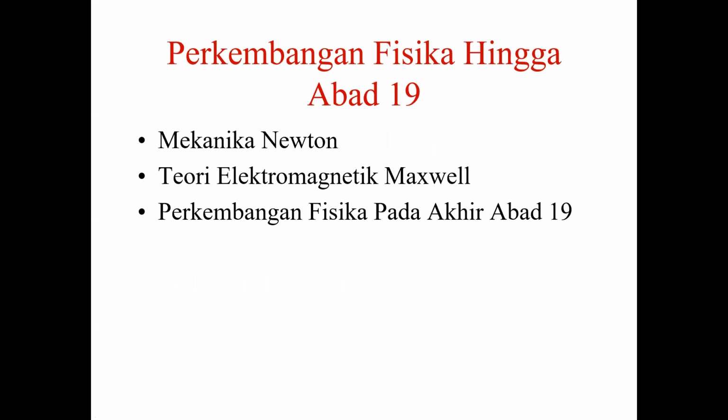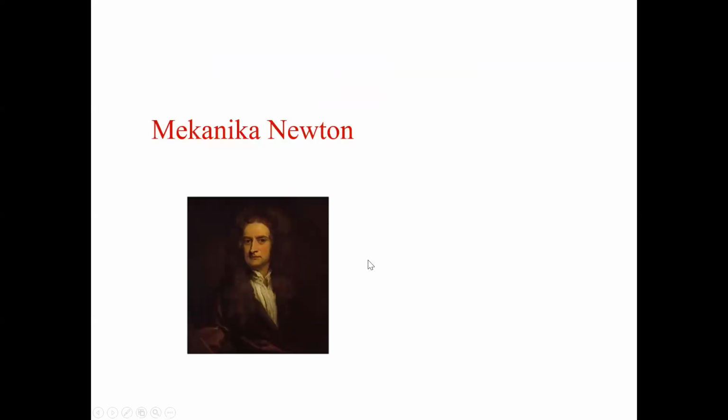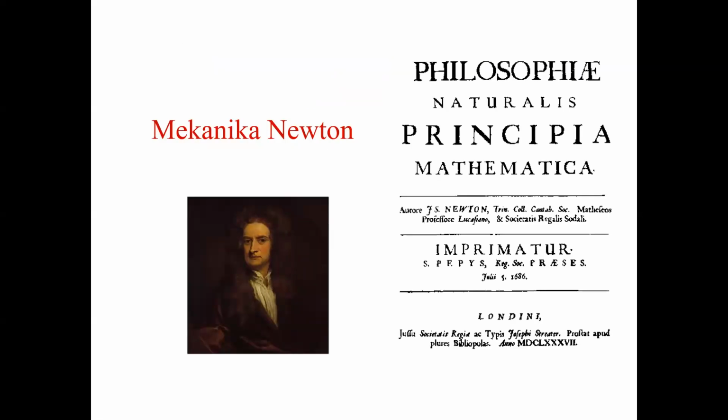So the development of physics until the 19th century, we have Newton mechanics and Maxwell theory of electromagnetism, and also some developments of physics at the end of the 19th century. Okay, we have Newton mechanics. Basically, Newton mechanics was formulated by Isaac Newton, and he wrote a book we call the Principia.